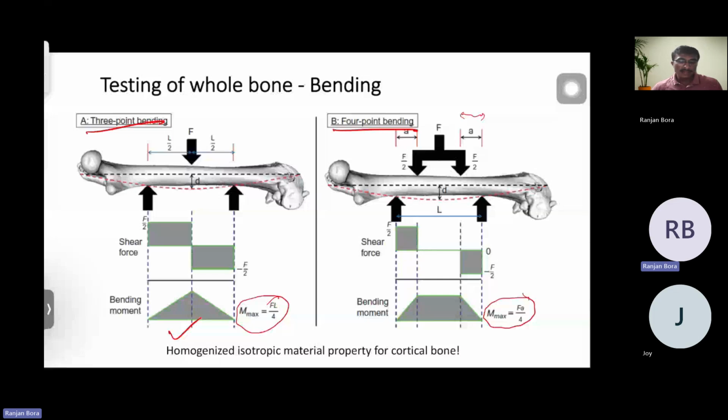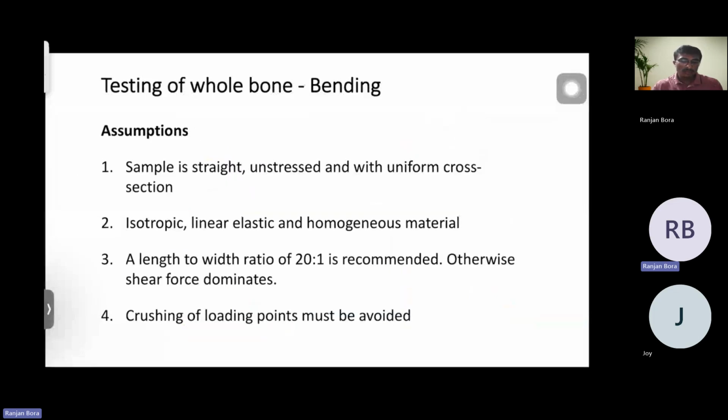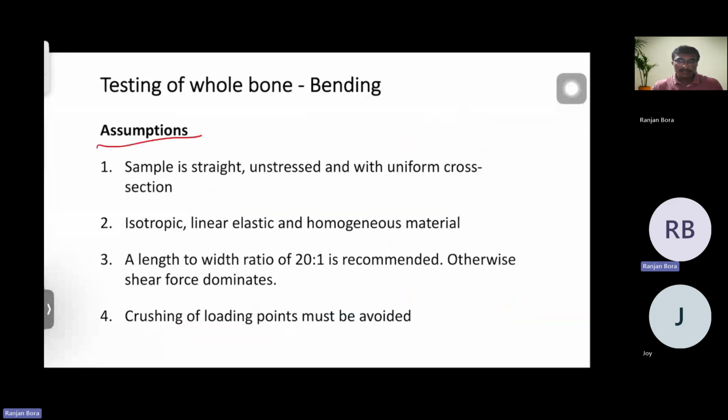Now there are some assumptions for performing this type of bending experiment. The sample is straight, unstressed, and has a uniform cross section, and the material is isotropic, linear, elastic, and homogeneous. A length to width ratio of 20:1 is recommended. Otherwise, shear force dominates, and crushing at the loading points must be avoided. These are the assumptions for this type of bending test.